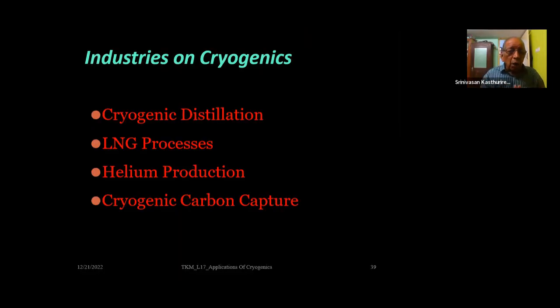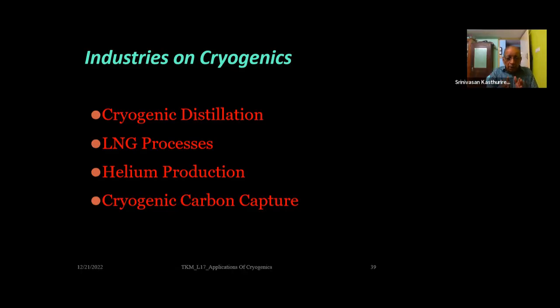So now we are going to talk about industrial applications of cryogenics. What are the industrial applications of cryogenics? We have seen some of these already, but we would like to go through them in a little more detail. One is, of course, cryogenic distillation. This we have seen: the distillation process in which the nitrogen and oxygen get separated.